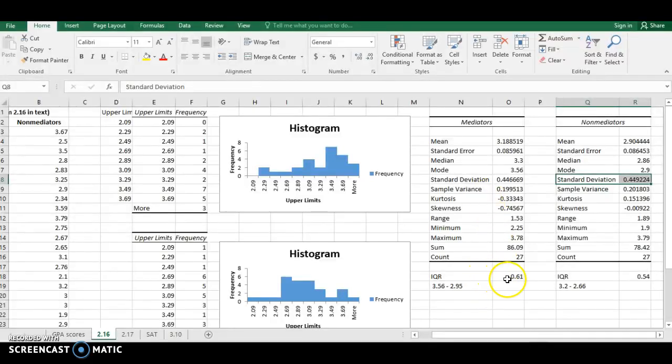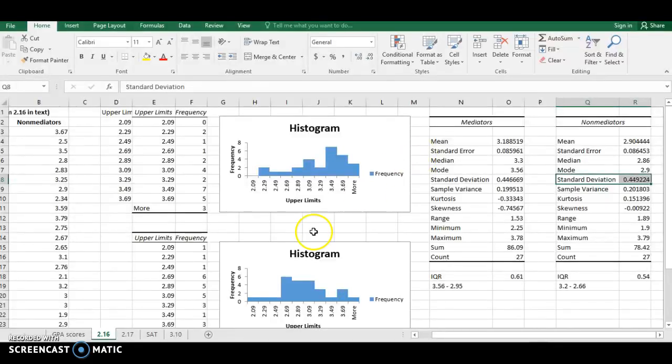You also notice down here the interquartile range, that IQR, which is the inner 50%, and the values are given here. So I just wanted to walk you through a little bit on how you can see the relationship between the graphs and the statistics.